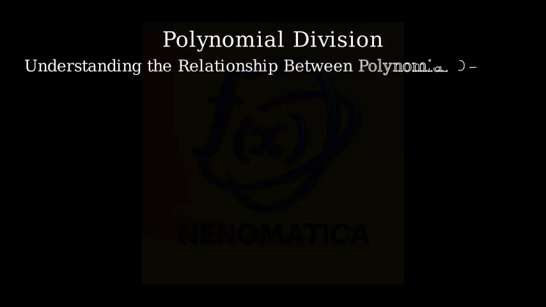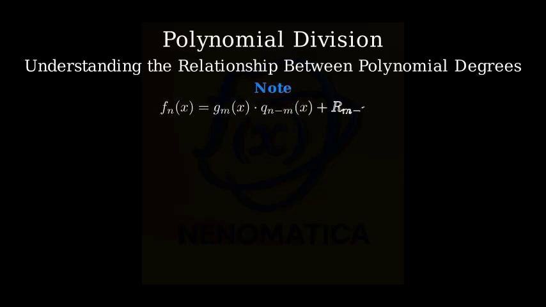Welcome to our math video on polynomial division. Today, we'll explore the relationship between the degrees of polynomials in a division process. Let's begin by looking at an important formula that shows the relationship between the degrees of polynomials when we perform polynomial division. The formula states that f sub n of x equals g sub m of x times q sub n minus m of x plus r sub m minus 1 of x. This formula is fundamental in understanding how polynomial degrees relate during division.